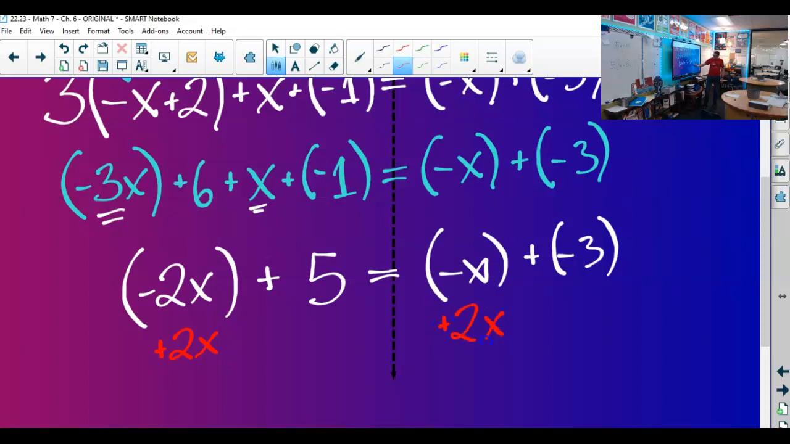So if we add 2x to both sides, this cancels. And watch what happens over here. June, you with me? Yeah. Negative x plus 2x becomes what, June? Positive what?